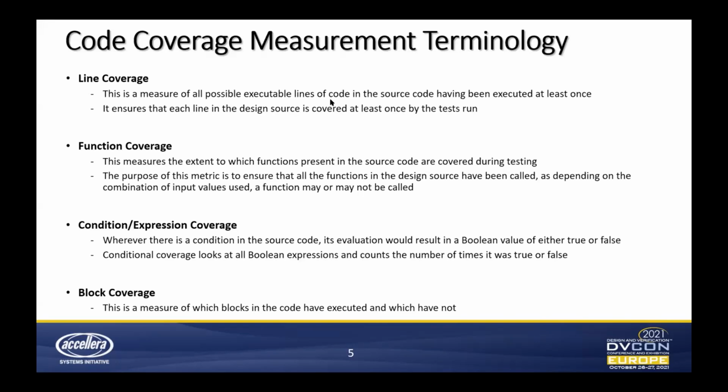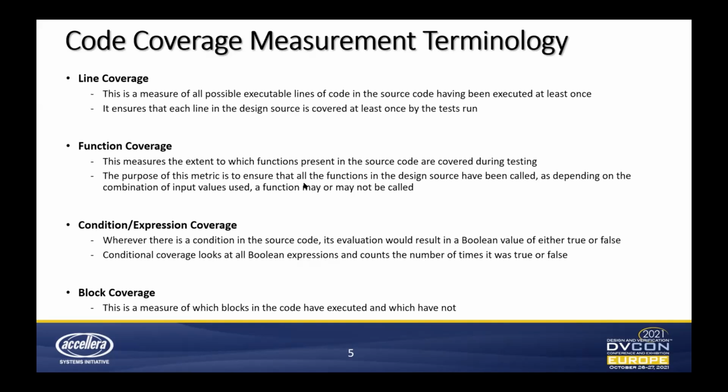This is a measure of all possible executable lines of code in the source code that have been executed at least once. It ensures that each line in the design source is covered at least once by the tests that have been run. The next term is function coverage. This measures the extent to which functions present in the source code are covered during testing. The purpose of this metric is to ensure that all the functions in the design source have been called, because depending on the combination of the input values used, a function may or may not be called during execution.